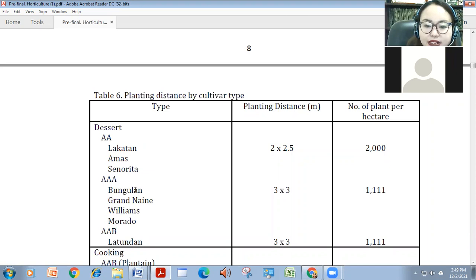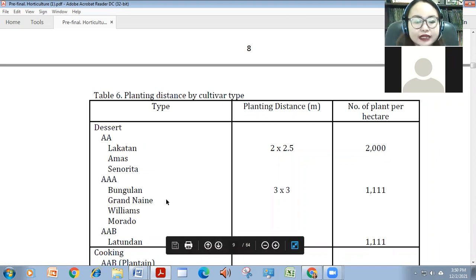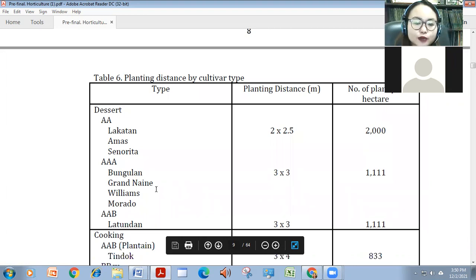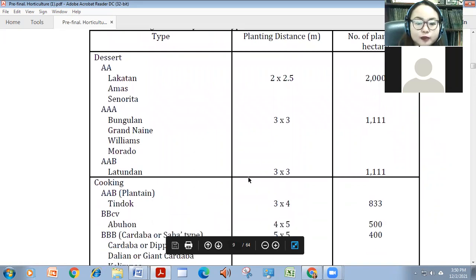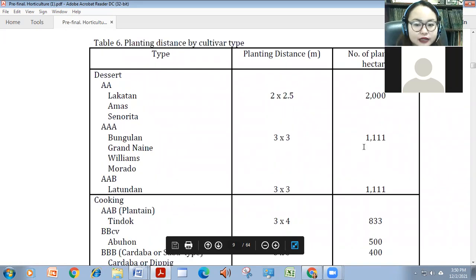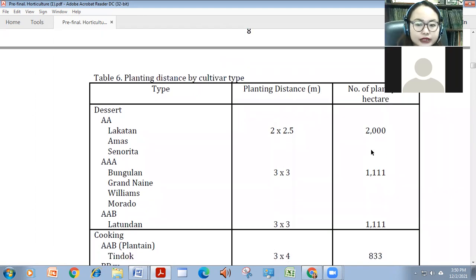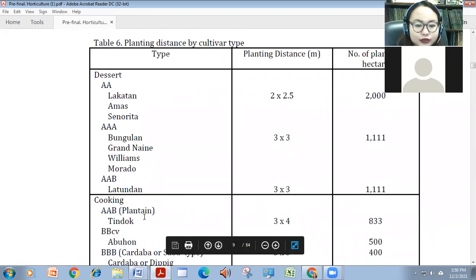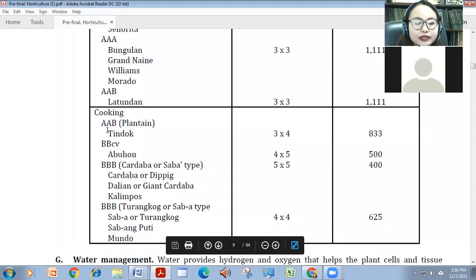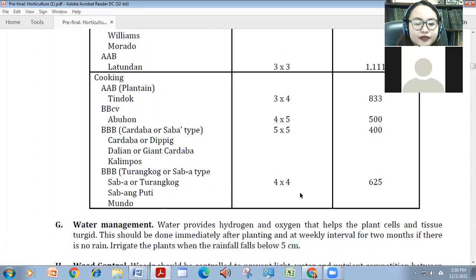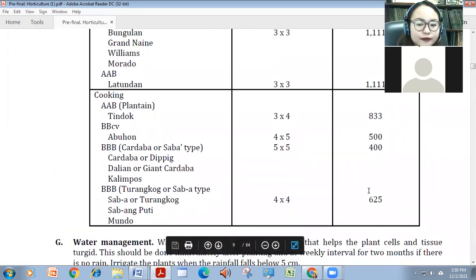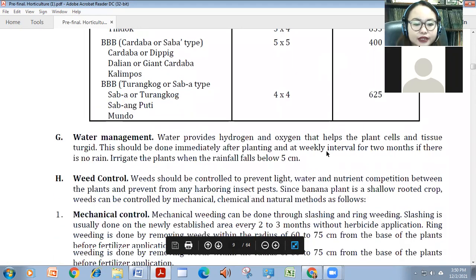And for Amazon Señorita, the AAA dessert na mga bunggulan granine, usually ito yung mga Cavendish group. So, 3 by 3 na siya. So you need only 1,111 na plants, as well as latundan. And for cooking type, yung mga plantain natin, 3 by 4, 4 by 5, 5 by 5, and 4 by 4. So you need from 400 to 800 plus na mga planting material.